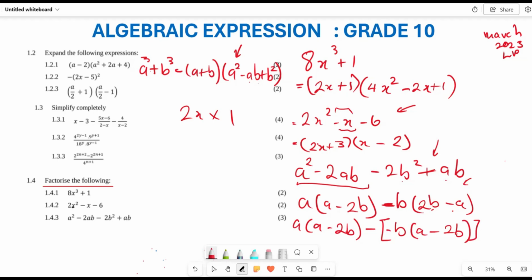The negative and negative here are going to multiply each other, which means this is the same as a into a subtract 2b plus b into a subtract 2b. Now that I have the same thing, can you see that this and this are one and the same thing? So from here, I can take out a common factor again. My common factor is a subtract 2b. In the first bracket I'm left with a, and in the second bracket I am left with b.